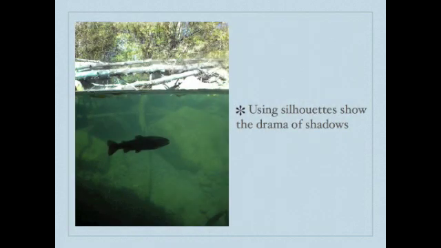Now, using silhouettes in your photography really shows the drama of shadows, and that can be so fun. You can photograph not only people, but buildings and flowers and trees and animals, and it's just so interesting. This happens to be a photograph of a salmon that was swimming by at a stream cutaway that I was visiting up in South Lake Tahoe. And he became this silhouette in my image because the background was so bright behind him that he was just this black image swimming by.